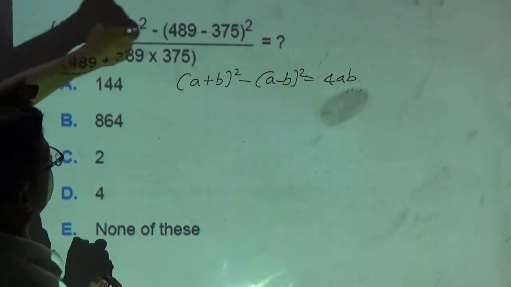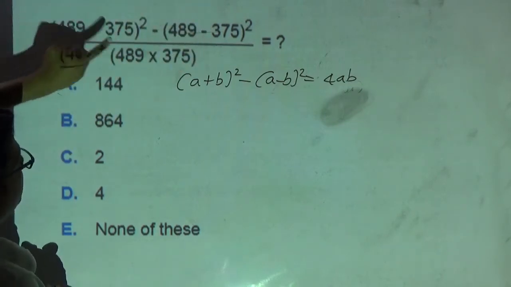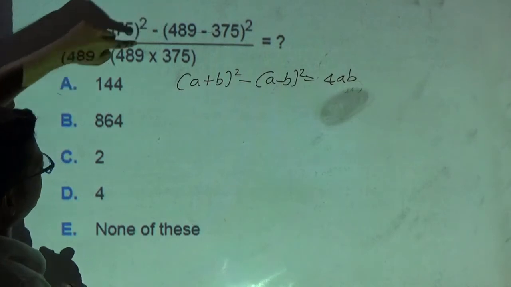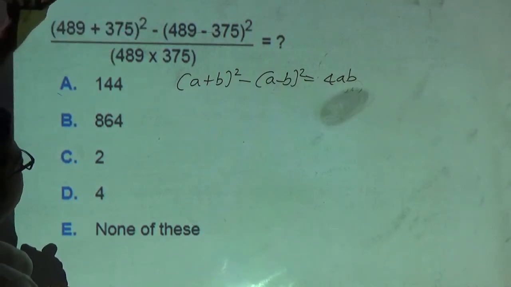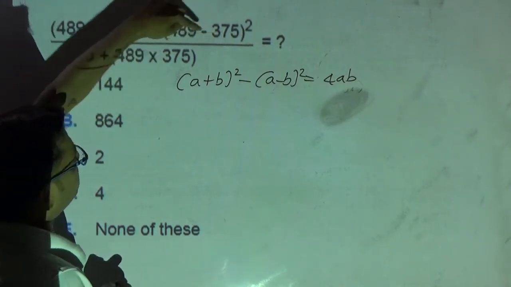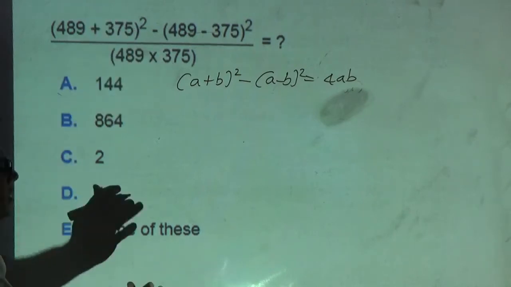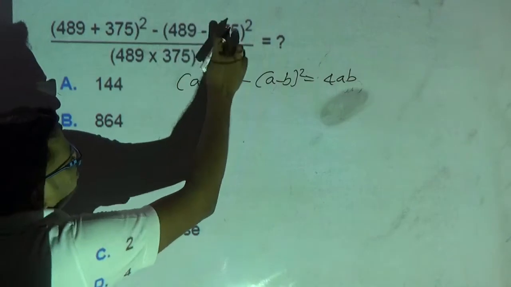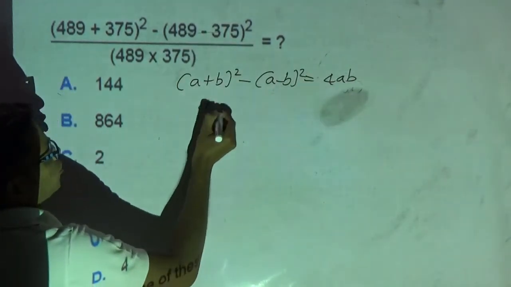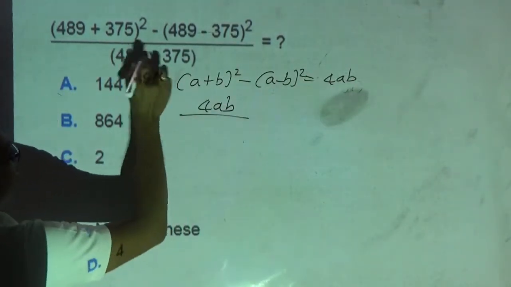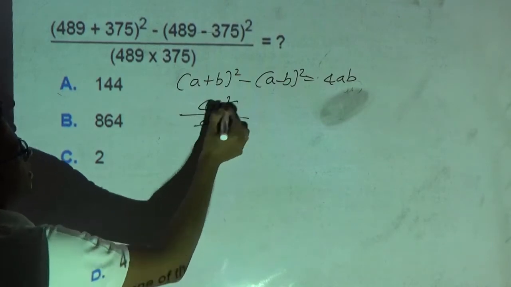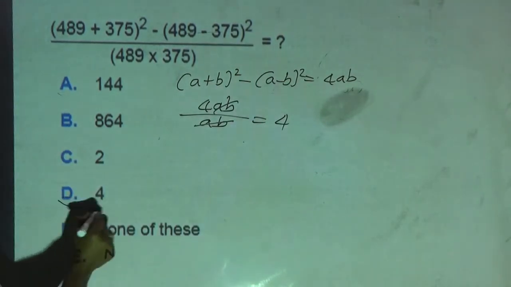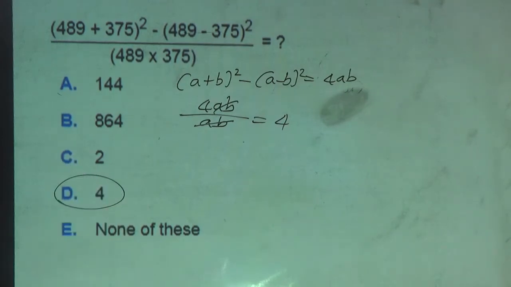See, a and b are the same throughout the question. If you have different numbers, you cannot apply the formula. Here A is 489, here also 489, here also 489. So A is 489. B is 375, 375, 375. Please ensure that first before you apply the formula. Okay. This is (A plus B) whole square minus (A minus B) whole square. What is the formula? 4AB in the numerator. In the denominator, A and B. So AB will cancel. Answer is 4. You can write this answer without touching pen and paper. Okay. So the answer for this question is option D.